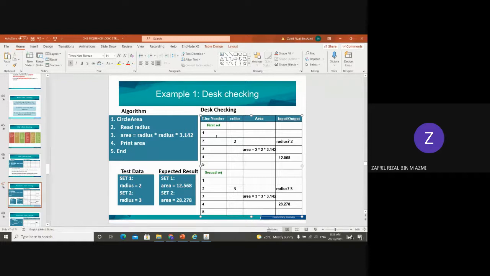But don't forget, this is where we put radius and then the question mark, and then put 2. If you put it like this, it means that this process is an input process. This is to differentiate between input and output process. For input, you must have this question symbol.